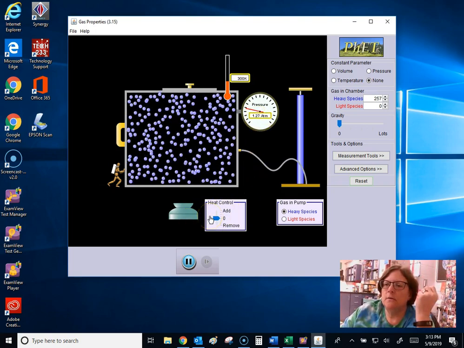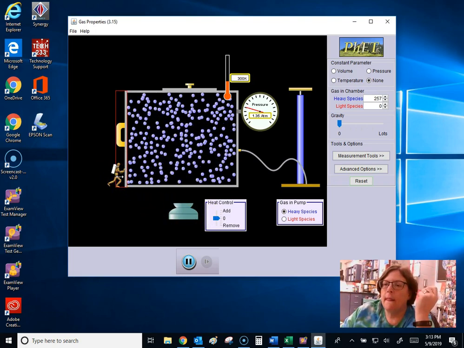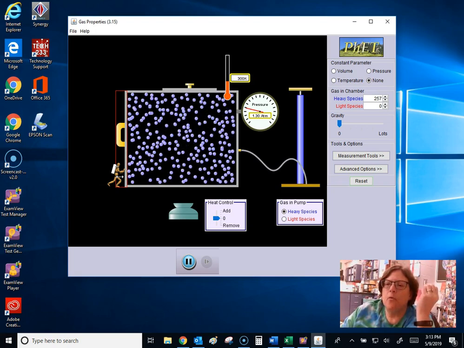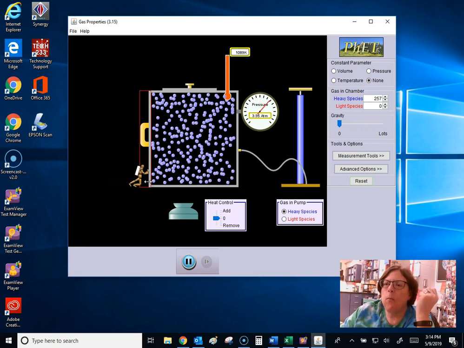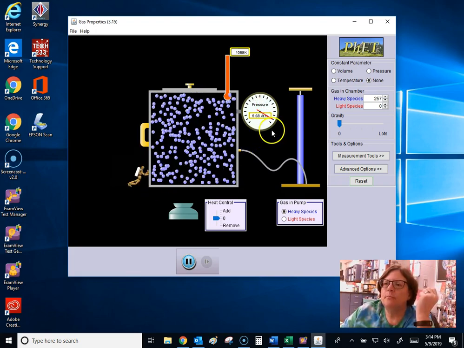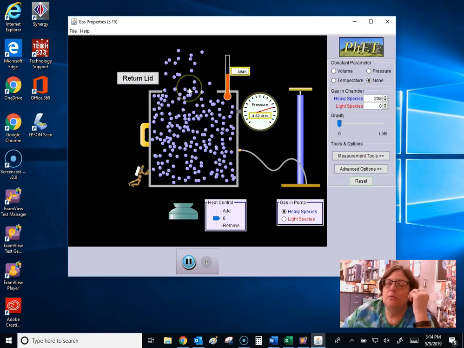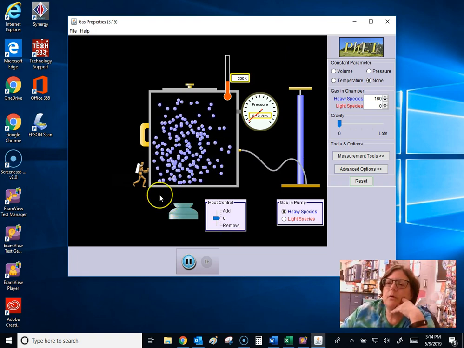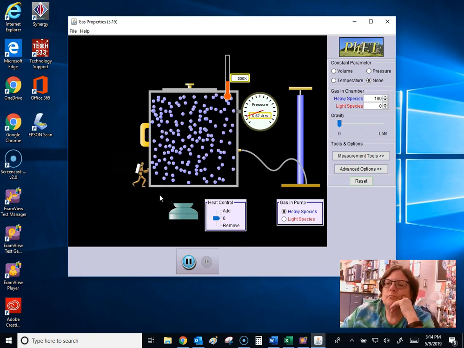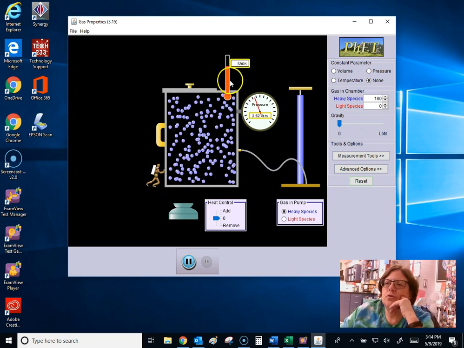Here's our heat control down here. And then over here, the little spaceman can change the volume. So, what happens if the volume gets smaller? Hopefully you saw that the pressure went up and the temperature went up, and it went to a point where the thing exploded. All right, so we'll try it again. So if we change the volume, we affect the temperature and the pressure.